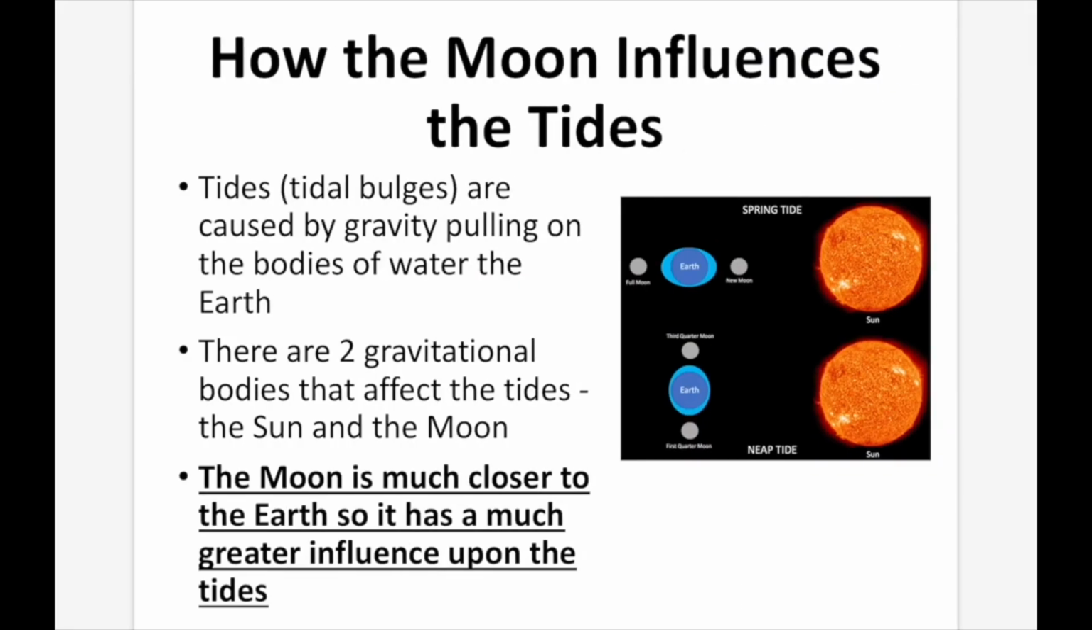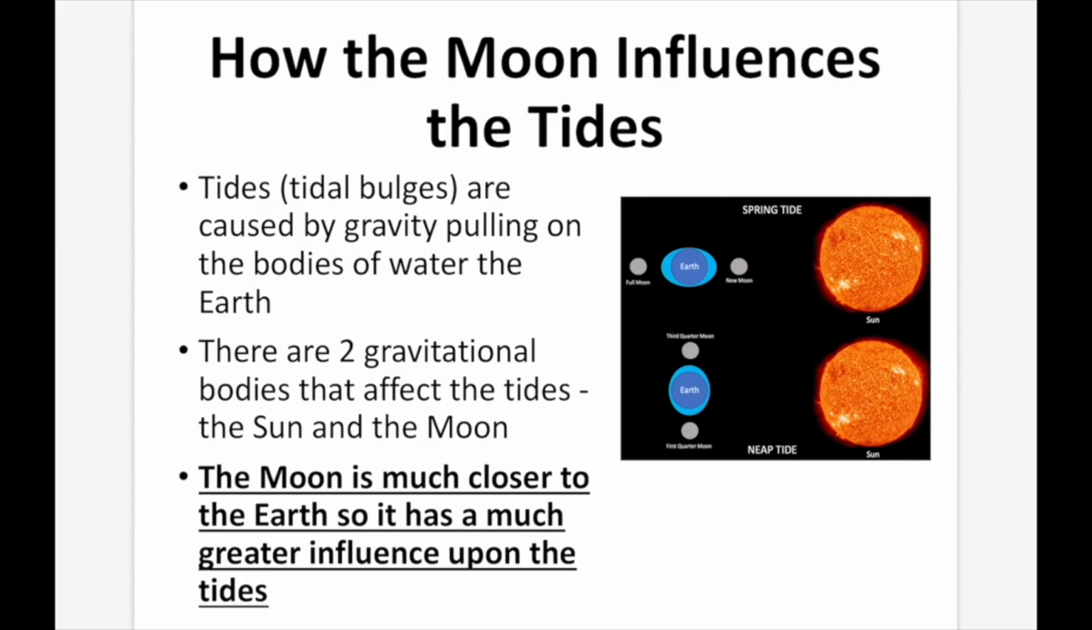How the moon influences the tides. This is the other thing that most people understand about the moon's effect on Earth. The tides, or the tidal bulges, are caused by gravity pulling on the bodies of water on the Earth. There are two gravitational bodies that affect tides, the Sun and the Moon. The Moon is much closer to the Earth, so it has a much greater influence upon the tides. Now the Sun is much bigger, but since it's so much further away, its impact is less.